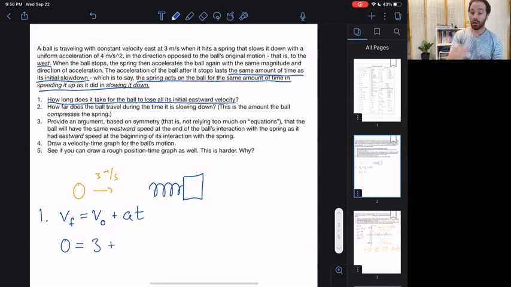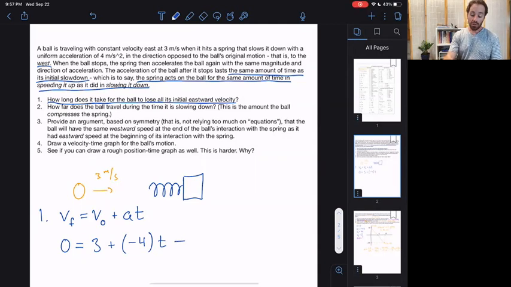And now here, this is where you have to pay attention to details. The uniform acceleration of 4 meters per second squared is opposed to the ball's original motion. A is not positive 4, it's negative 4, okay? And then this is times the time, which is unknown. It also happens to be what we're looking for.